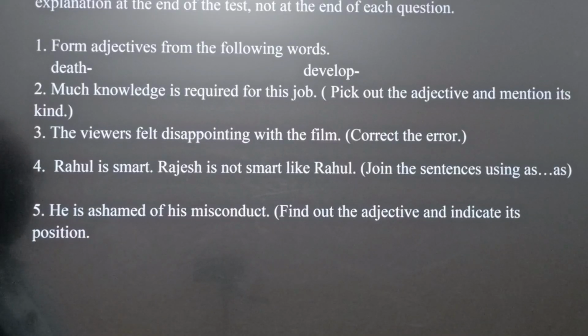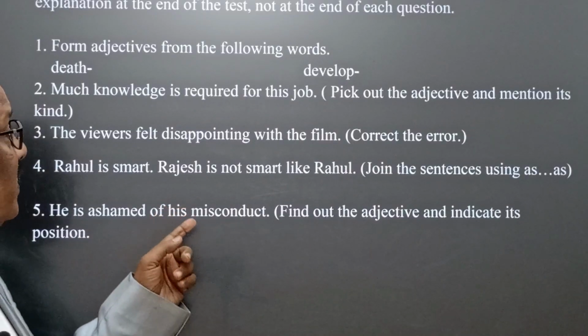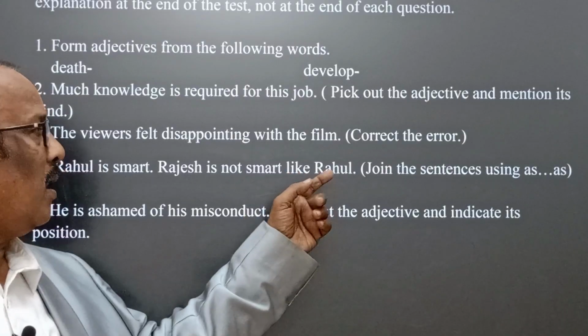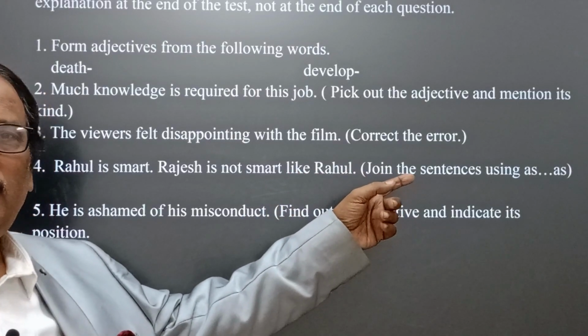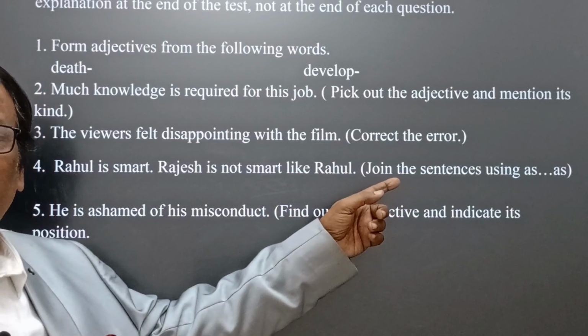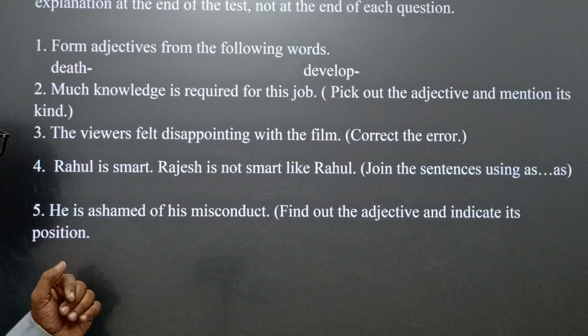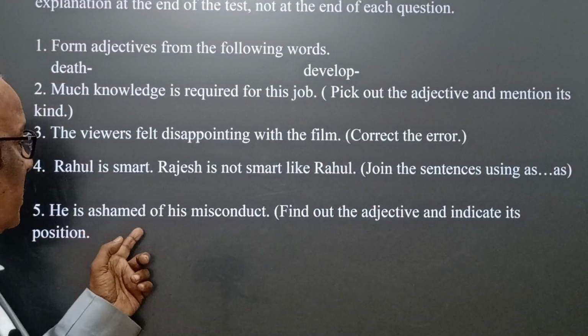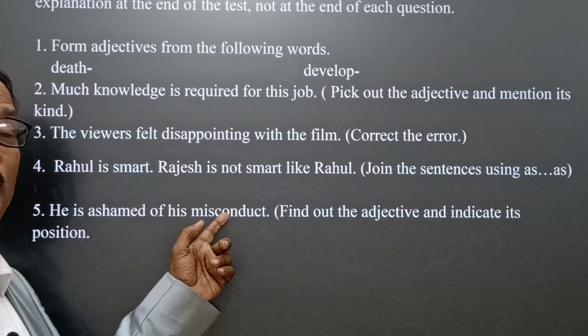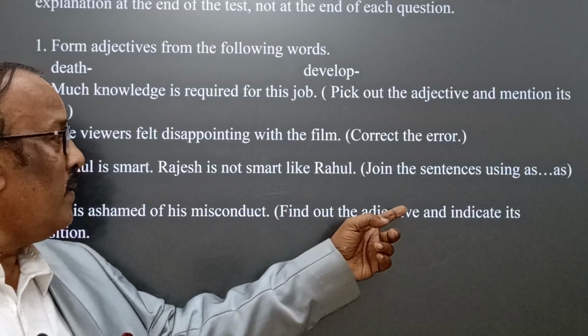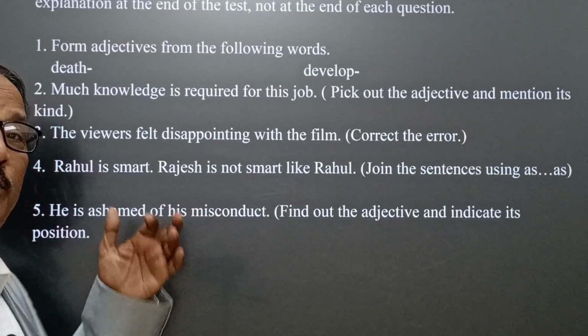Question 4. Rahul is smart. Rajesh is not smart like Rahul. Join the sentences using as... as. Question number 5. He is ashamed of his misconduct. Find out the adjective and indicate its position.